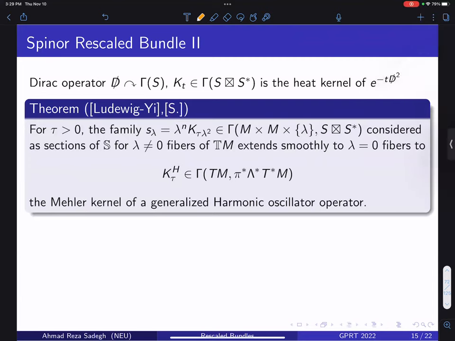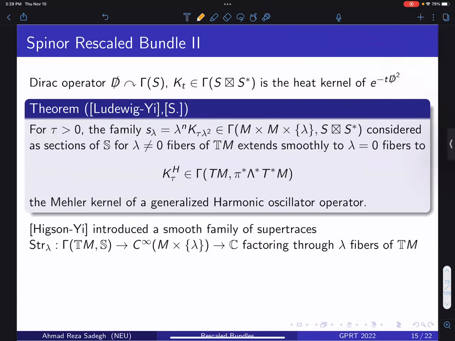Oh, okay, perfect. So as I said, it automatically recovers the local index theorem, and you have to use something known as a family of supertraces. Basically, you have a family of a certain type of traces. Supertraces are not actual traces; they are traces with respect to the Z2 grading.